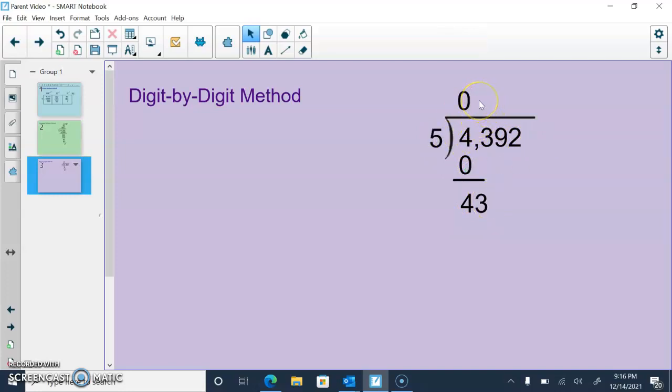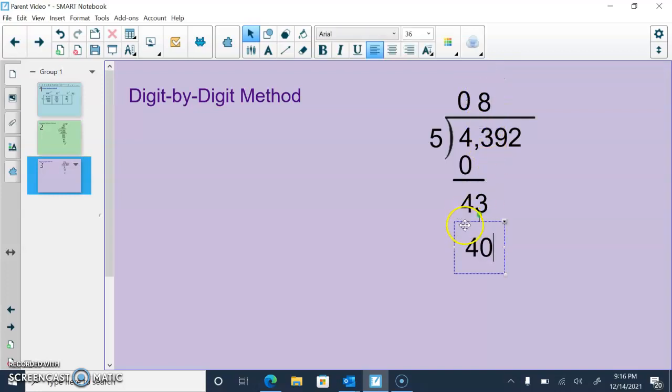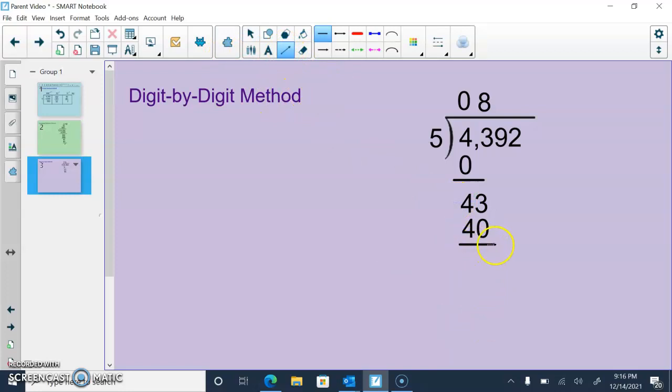5 times 8 is 40. And we're working on lining them up above the place value. 5 times 8 is 40. Take that away from 43. We have a 3 left over. And again, check to make sure that 3 is smaller than my divisor. If it's bigger than a 5, I could have gotten another group of 5 out of that number.